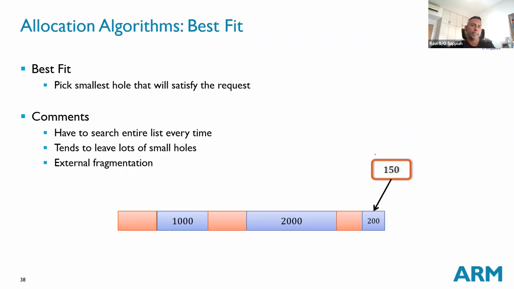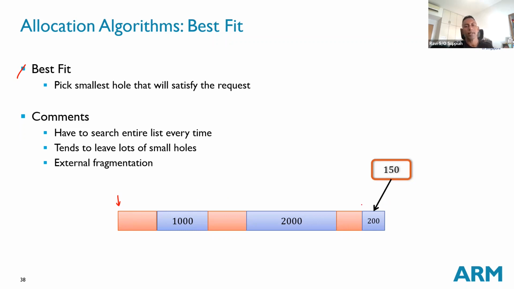In terms of allocation algorithms, the OS may employ different algorithms depending on how it is configured. Among the popular ones, best fit picks the smallest hole. If I ask for an allocation unit of 150 bytes, I start from the beginning of my free space and traverse the entire region for all the holes, then pick the smallest hole that will satisfy the request.